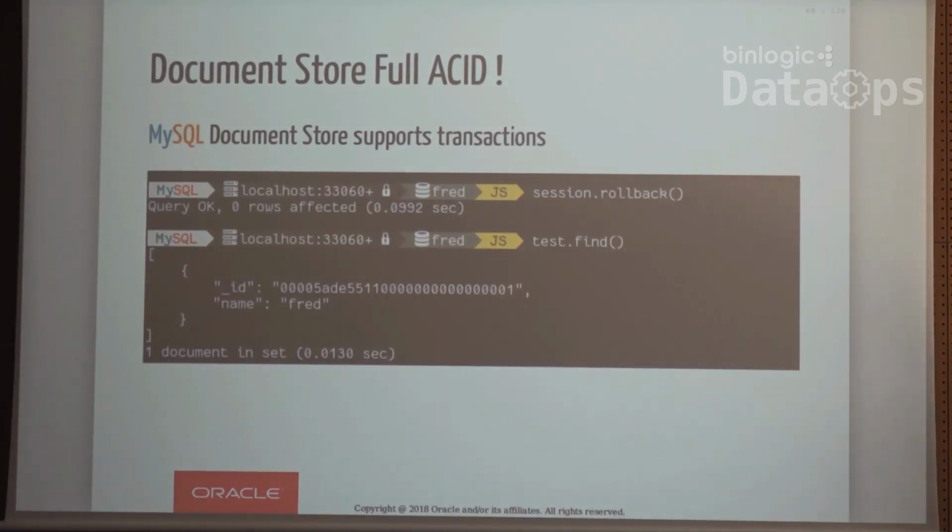So the document store of MySQL will provide you all the transaction possibilities: commit, rollback, all that kind of stuff. It's there. So this is also something very important. And we were talking about MongoDB. MongoDB is going in that direction too now. But for them, it's much more complicated to do that because it was not designed for that at the beginning. For us, it was designed like that since the beginning.